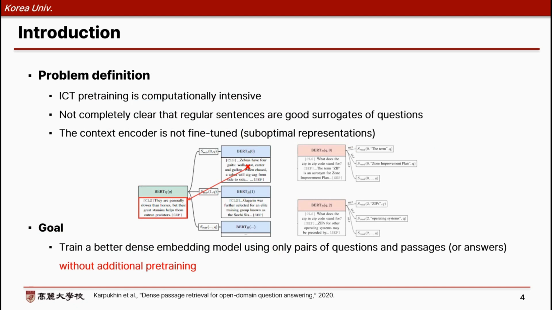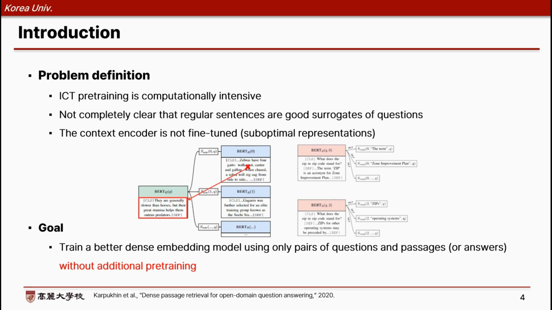I'm going to introduce this paper, Dense Passage Retrieval for Open Domain Question Answering, published in EMNLP. In this paper, the pre-training based methodology is pointed out. First, pre-training itself is very burdensome in the calculation. Second, it is unclear whether a general sentence can replace the question.